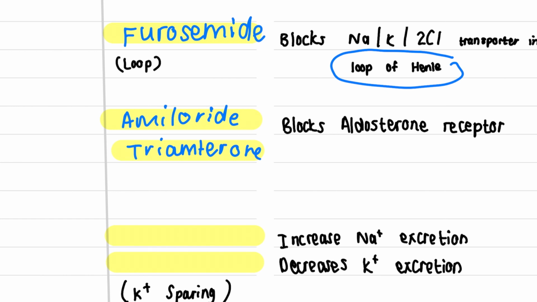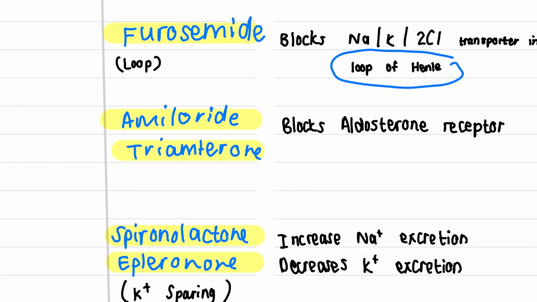Alright, and then they're going to block the aldosterone receptor, but actually all of them are going to do that, and going to increase sodium and decrease potassium excretion is going to be spironolactone and eplerenone. Now guys, these drugs are mostly given in combination with other diuretics, so they potentiate the effect of other diuretics. But yeah, you can actually write that in your notes if you want to.